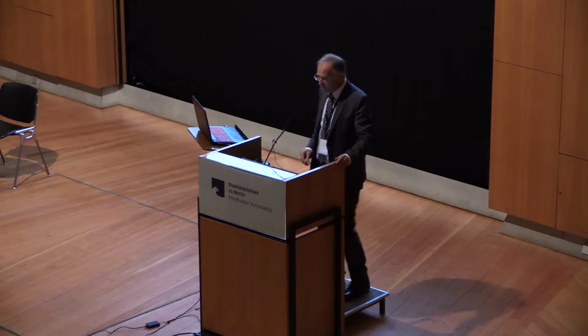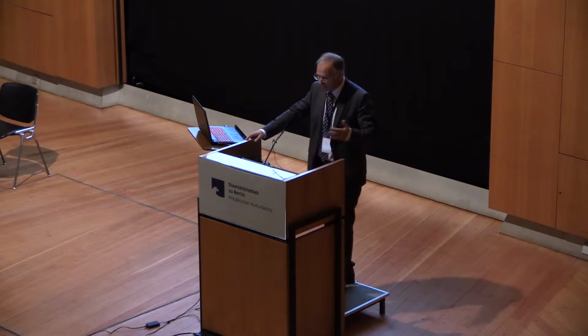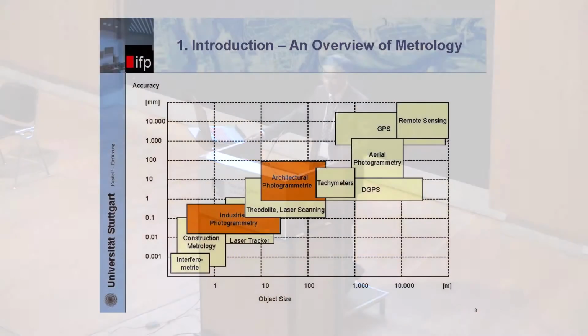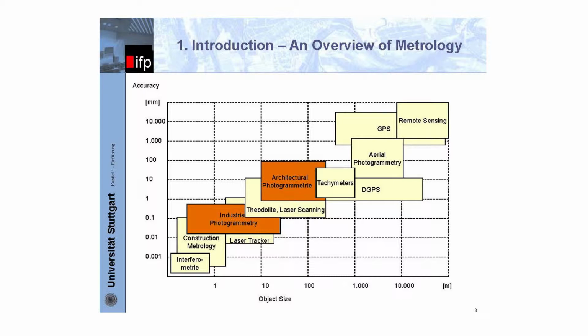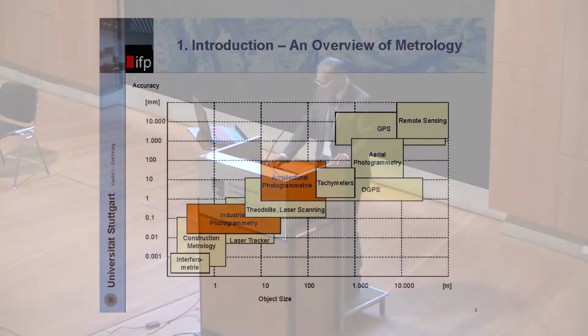So you see here an overview of where we can use photogrammetry. Meydenbauer, for example, used it in architectural photogrammetry, with object sizes of 10 meters up to 150 meters, but we can also do it in industry, where you can go down to five hundredths of a millimeter if you like by photogrammetry, and you see here it is embedded in many methods of metrology.